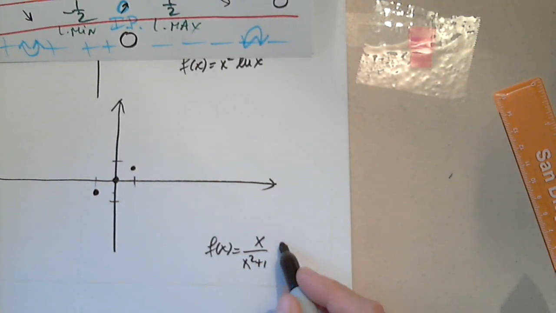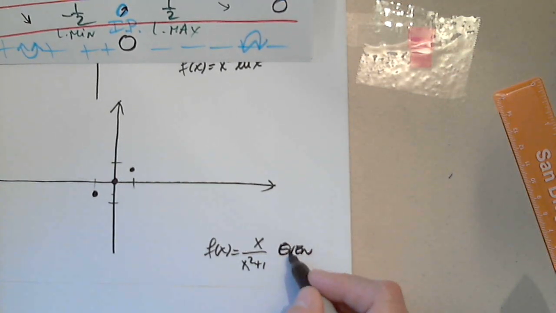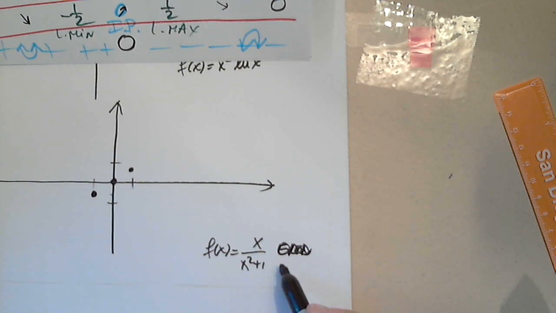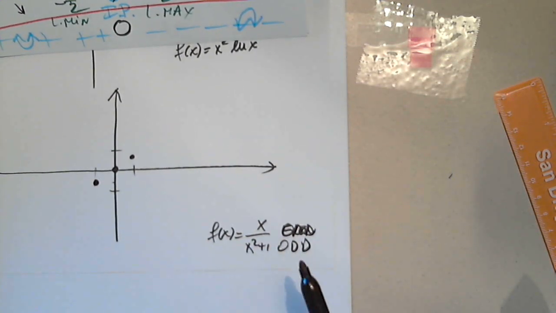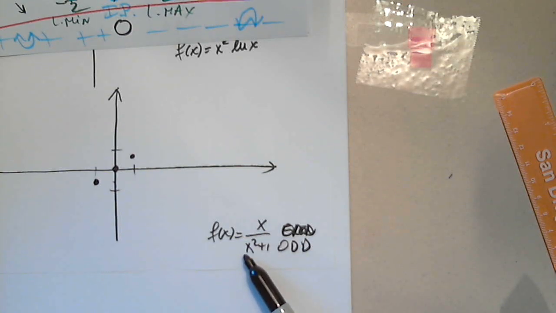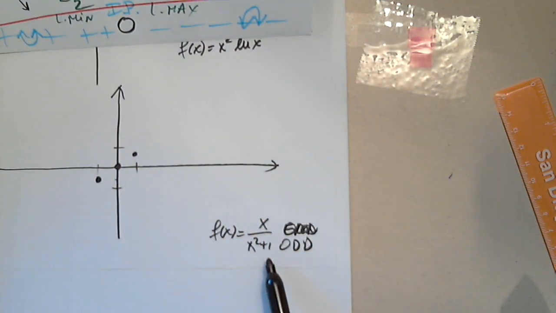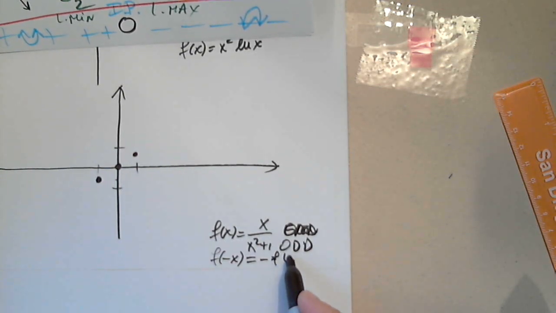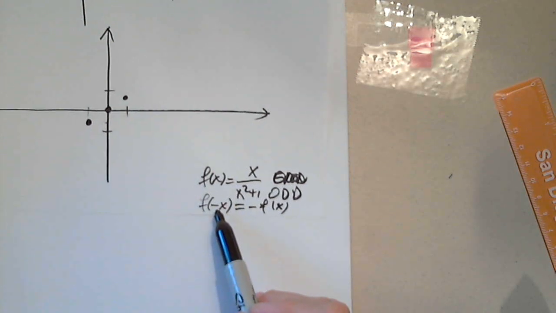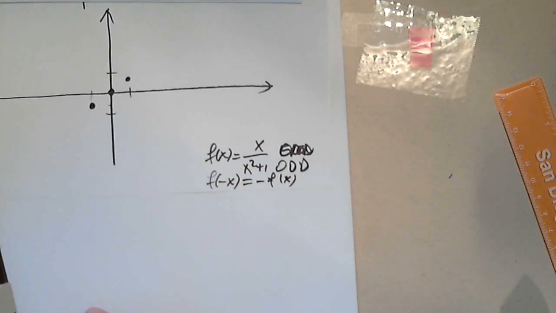Obviously the function is even. I'm sorry, odd. Because when you replace x by negative x, you will get the opposite. So what we graph in the first quadrant, we have to graph in the third quadrant, because f of negative x is negative f of x. So the function is odd.